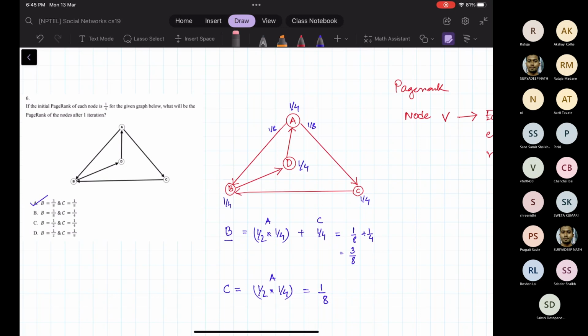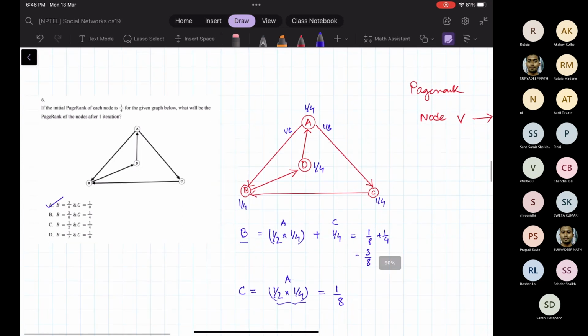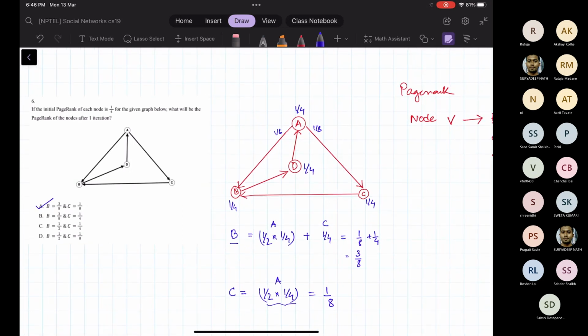Node C receives page rank only from A. Now A distributes half to C and half to B, so A is only able to give half of 1/4 to C. That is why half of 1/4 is given to C, and its page rank becomes 1/8. That is how the page rank is calculated.